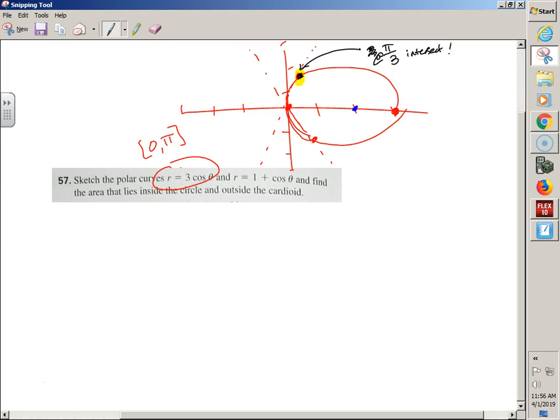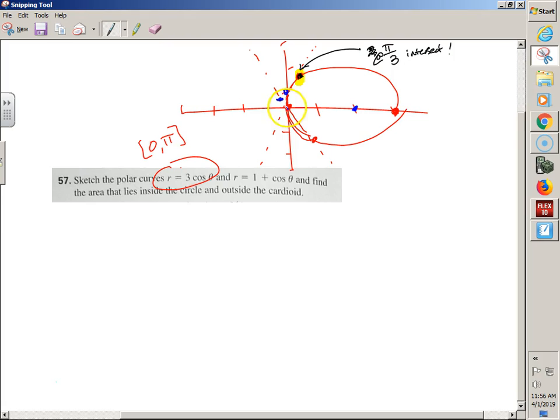Where do we go after that? 1 plus cosine. We're back to the cardioid. So my 1 plus cosine at pi over 2, cosine is 0, 1 plus 0 is 1. And then what else do I have? Cosine at 2 pi over 3 is negative 1/2. Negative 1/2 plus 1 would be 1/2. There.